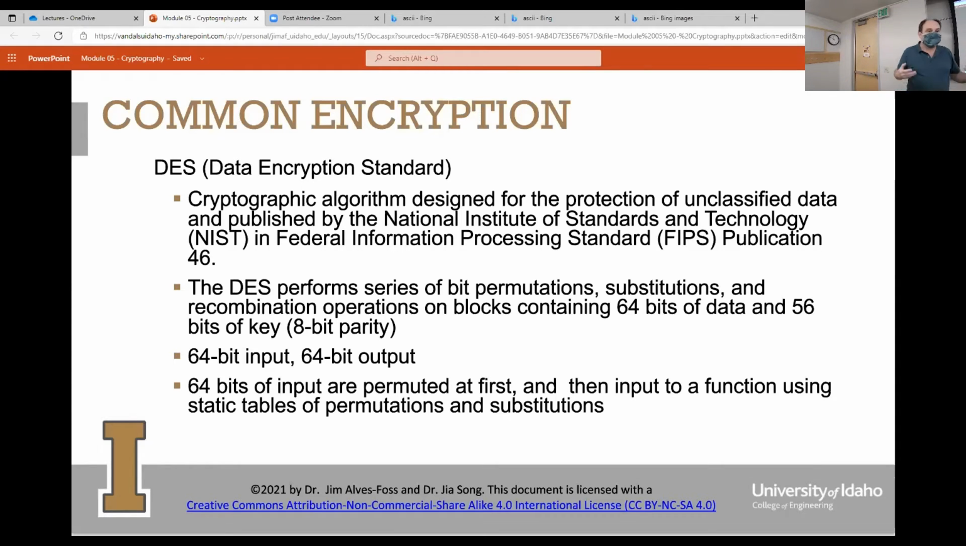But it takes the whole 64-bit message and encrypts that, so it preserves the parity when it decrypts it. So it takes 8 characters, each 8 bits long, 64 bits, switches those bits around, does substitutions, recombines them, does all that. 64 bits in, 64 bits out.